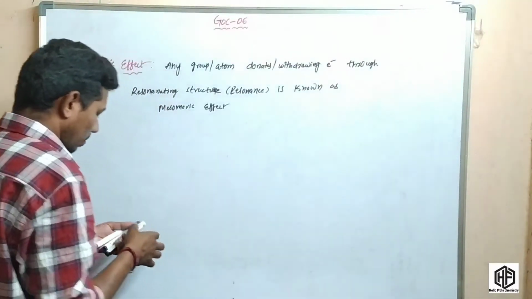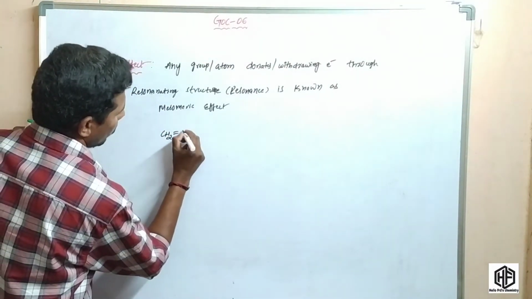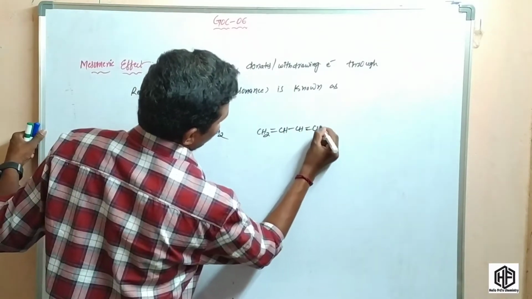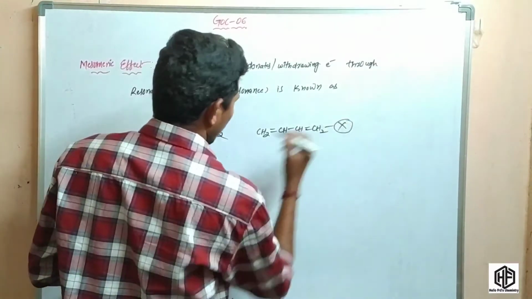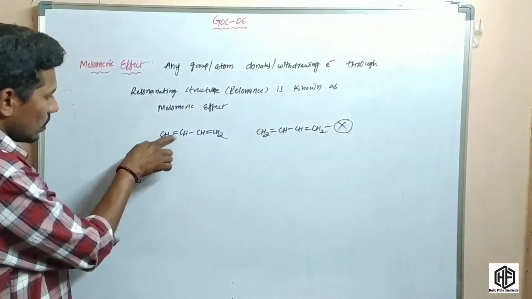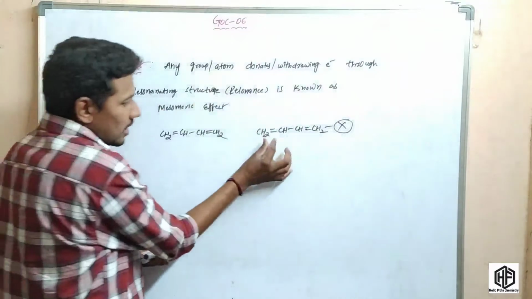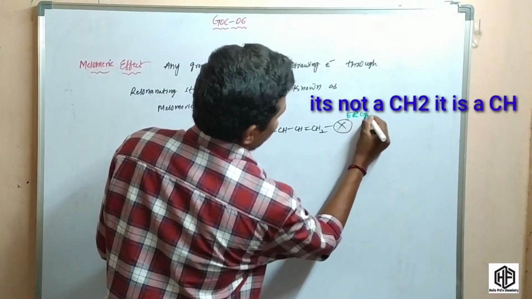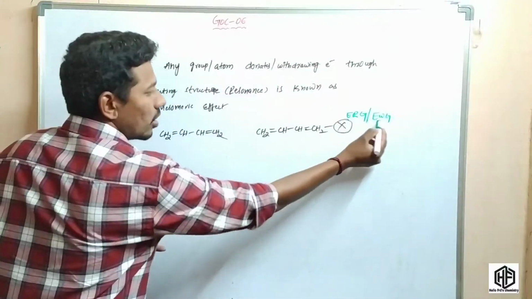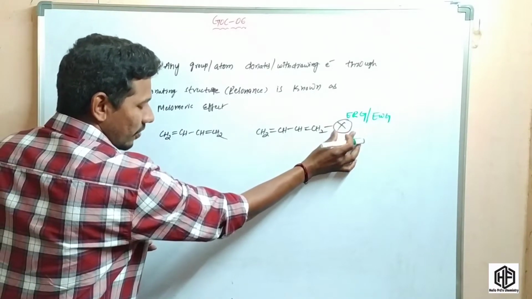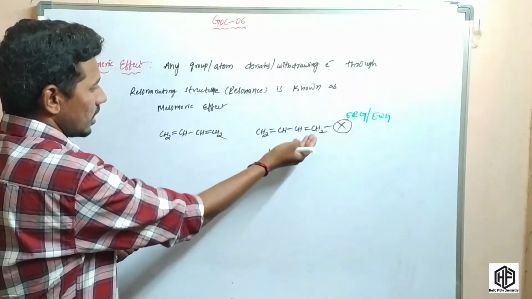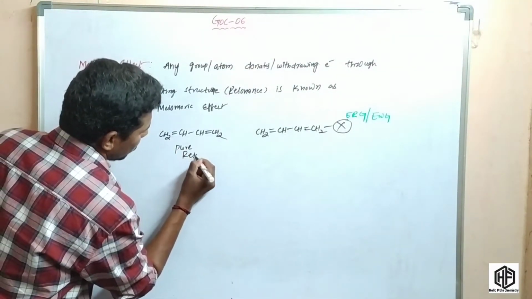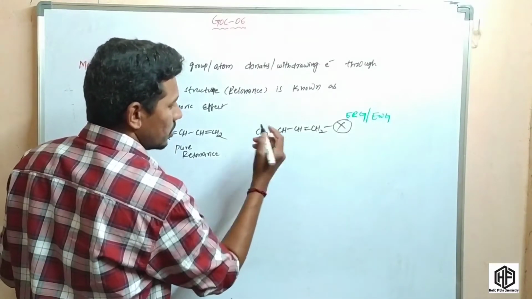For example, I take one organic compound like CH2=CH-CH=CH2, connecting with some group. This is pure resonance: CH2=CH-CH=CH2. It is pure resonance. This part is electron releasing or electron withdrawing group. And when the resonating structure is connected with an electron releasing or electron withdrawing group, it can cause Mesomeric effect. Without it, it is called pure resonance.